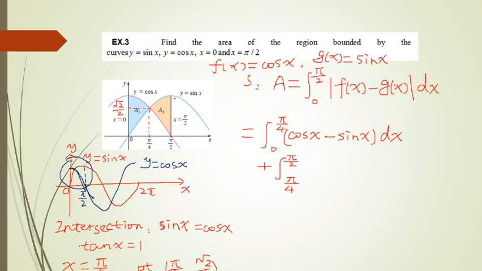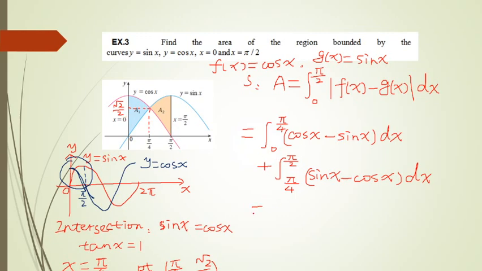In this case, the sine will be greater than cosine, right? Which means g(x) is greater than f(x). So the absolute value will be g(x) minus f(x). And by the way, here the answer of course is not 0, right? The area A is not 0. That will be the sum of the area A1 plus A2. It's positive. It should be a positive number.